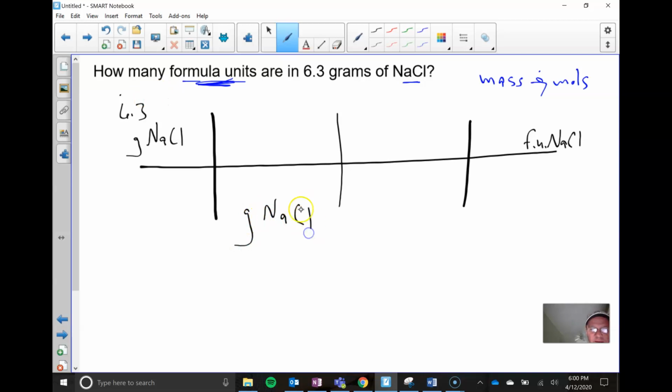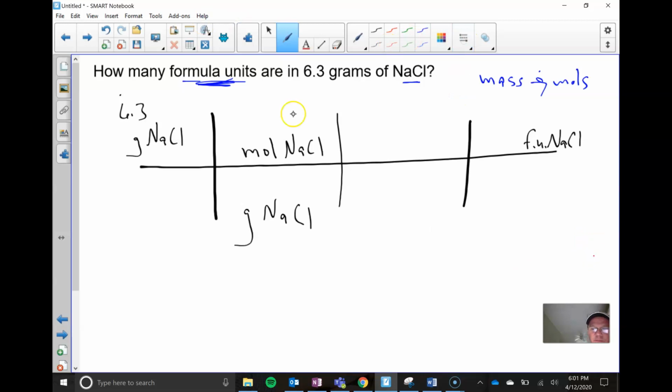Eventually I'm trying to get to formula units of sodium chloride. So I want this to cancel the grams of sodium chloride, and I'm going to take it first to moles of sodium chloride. Okay, so grams to moles. So let's go ahead and put that information in.